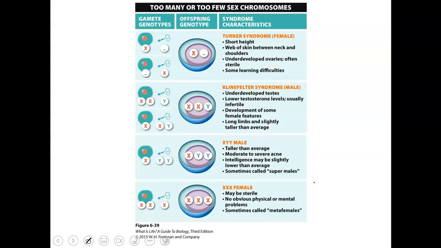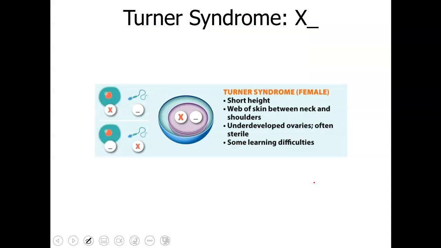So some common genetic disorders. You have what's referred to as Turner syndrome. That's where you have an X, but you do not have another X or a Y. And so with this one, they tend to be short in height. There tends to be webbed skin at the neck and shoulders. You have underdeveloped ovaries, and often these people are going to be sterile. And they do have some sort of learning difficulties or learning disabilities as they're going through school. Now, it could be because the egg had the chromosome, but the sperm did not have a sex chromosome, or the egg could have been missing the sex chromosome, and the sperm could have had one.